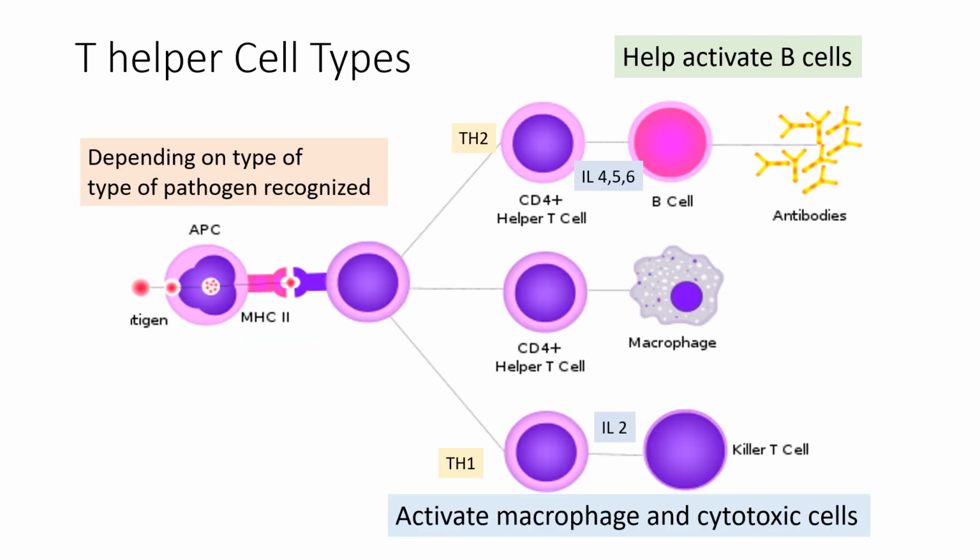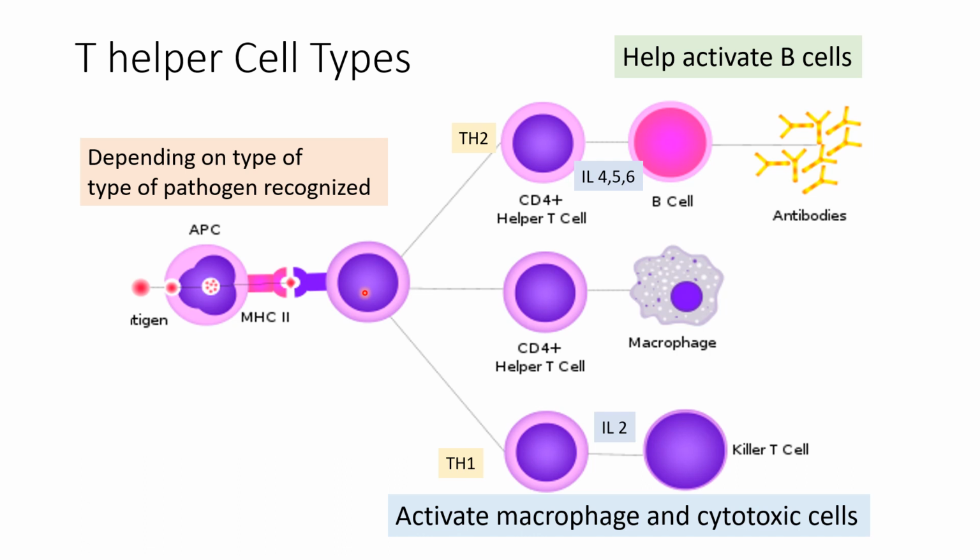The helper T cell is of two types depending upon the type of pathogen which is recognized. It can be helper type 1 or the helper type 2. In helper type 1 cell, it helps in the activation of macrophage and the cytotoxic cell by release of interleukin 2, gamma interferon and tumor necrosis factor B. So this type of cooperation is known by the name of T cell cooperation.